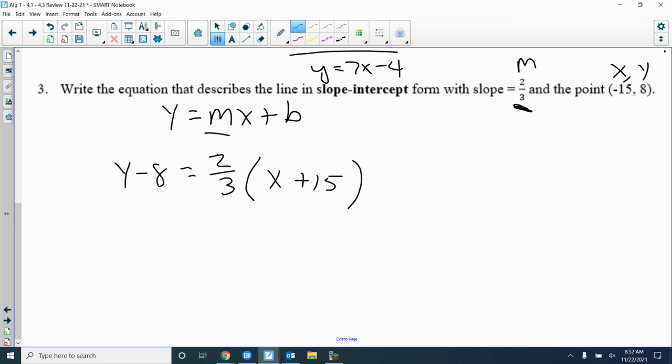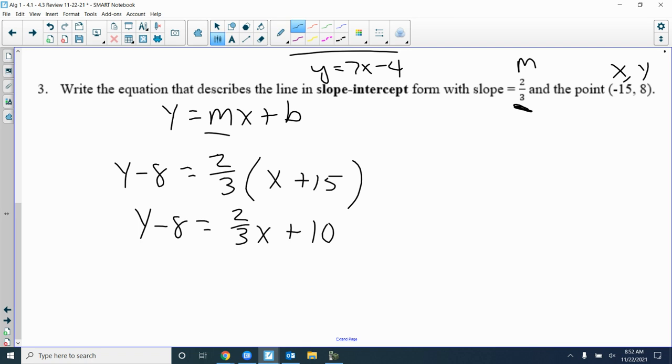Mace, now what do you do, brother? You do 2/3 times x. Which is what? 2/3. Yeah, just put it together. Okay, what's 2 times 15 divided by 3? 10. 2 times 15 is 30. 30 divided by 3 is 10. Okay, now, hard part's done.